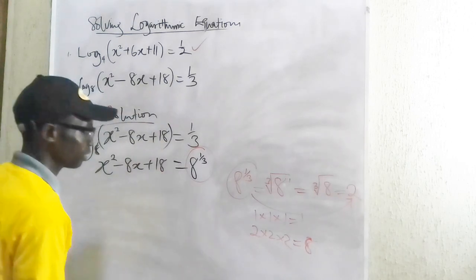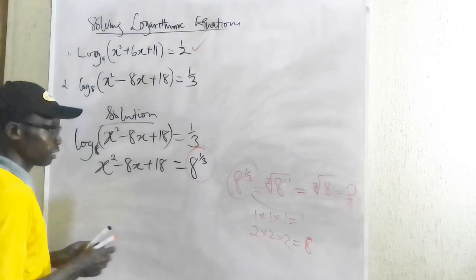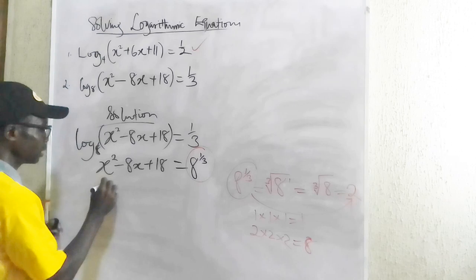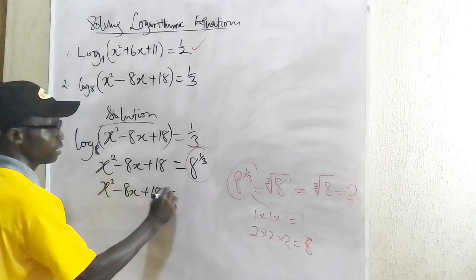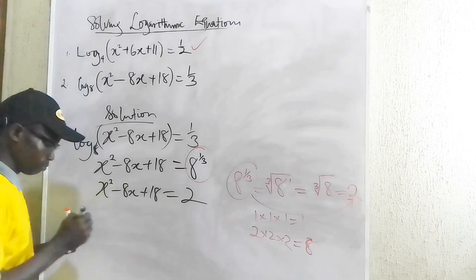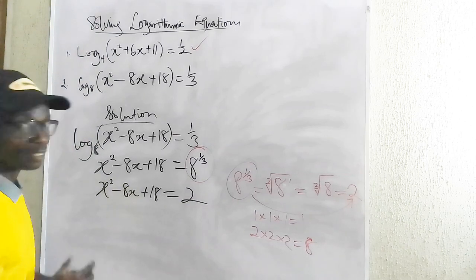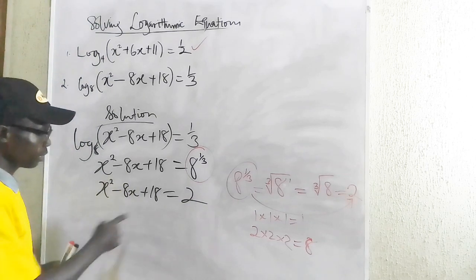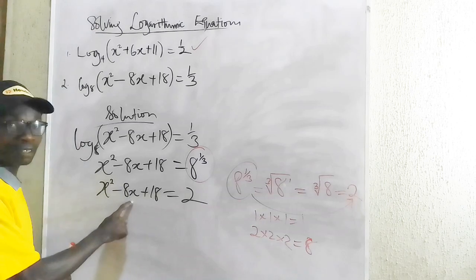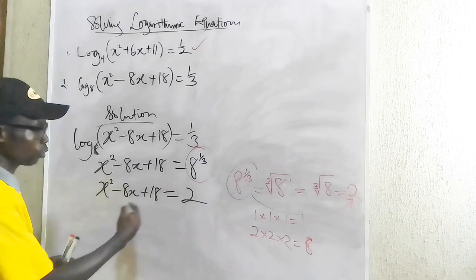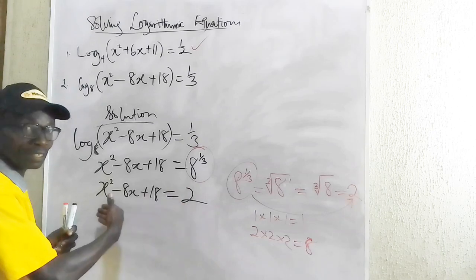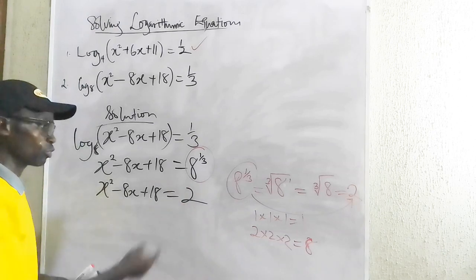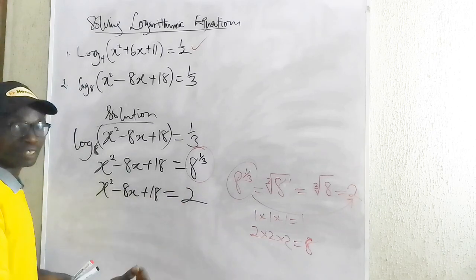So let's bring it back here. What we'll have here is x to the power of 2 minus 8x plus 18 is equal to 2. Now, having had this, this and this do not have the variable. So what we'll do is the additive inverse of 2 in order to take it off and bring it in. In other words, some people will just say move this in, it becomes minus 2.